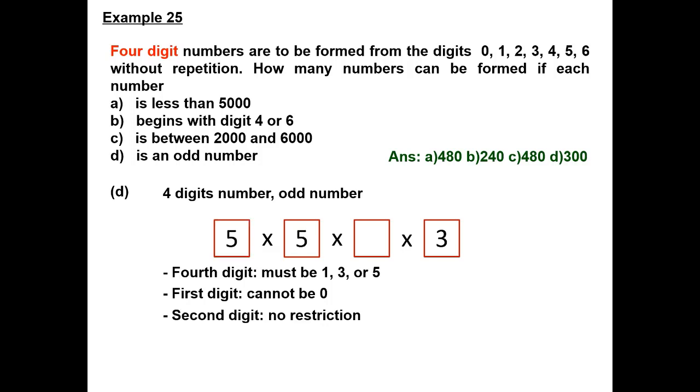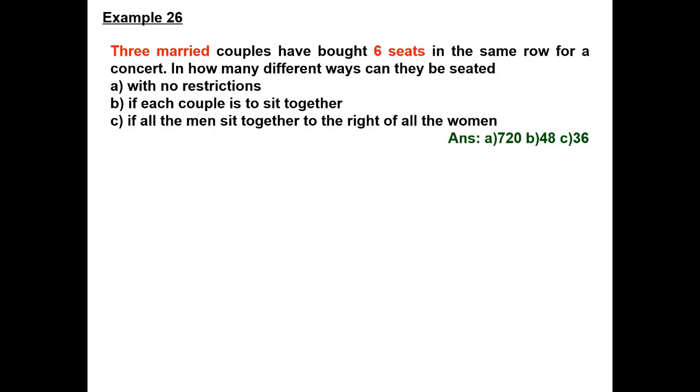2 numbers have been used for the first and last digit. There are 5 numbers left. So, the second digit has 5 numbers to choose from. 3 numbers have been used. There are 4 numbers left. So, the third digit has 4 numbers to choose from. The number of permutations that we get is 5 times 5 times 4 times 3 equals 300.